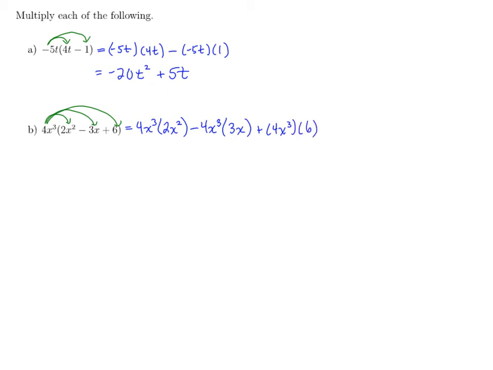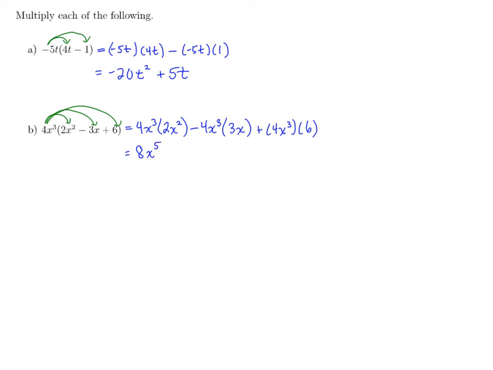Now that we've distributed, we're going to simplify each of these terms that remain. The first one is 4x cubed times 2x squared. So we're going to look at the coefficients. We have 4 times x cubed times 2 times x squared. So the coefficients are simply 4 times 2, and we will have 8 as the coefficient that results. And x cubed times x squared, we know that we add those exponents to get x to the 5th. So that first term is 8x to the 5th.